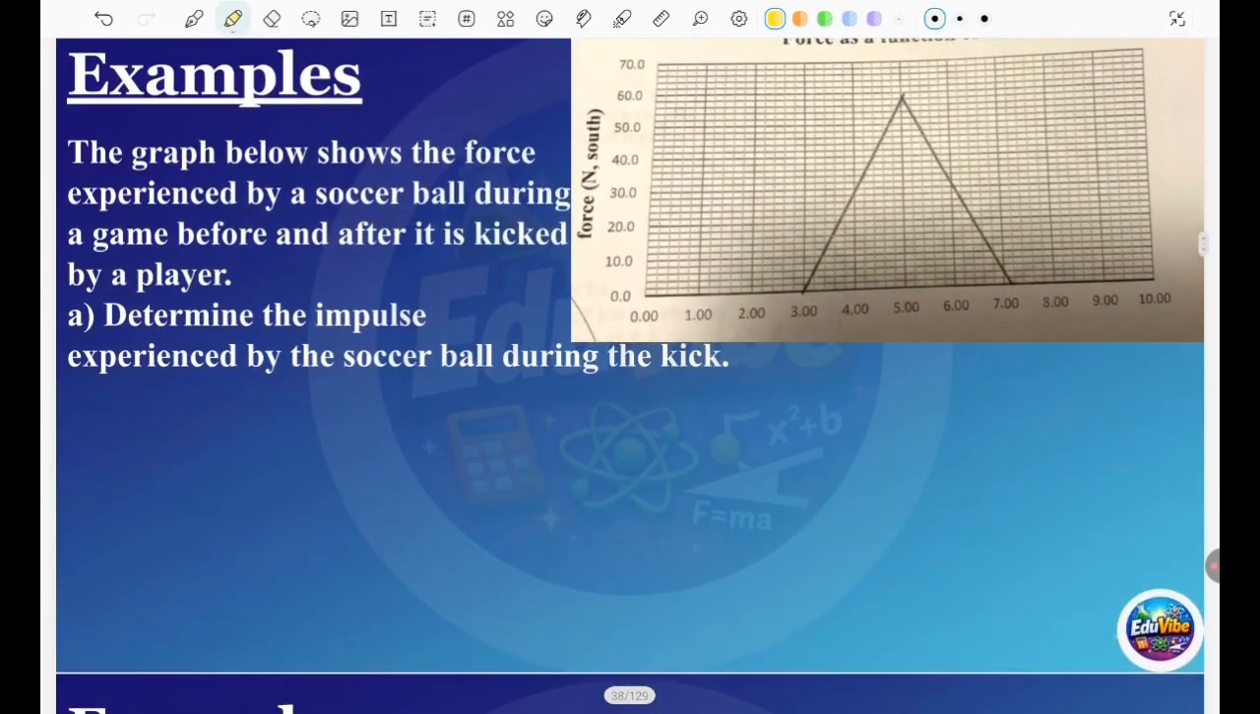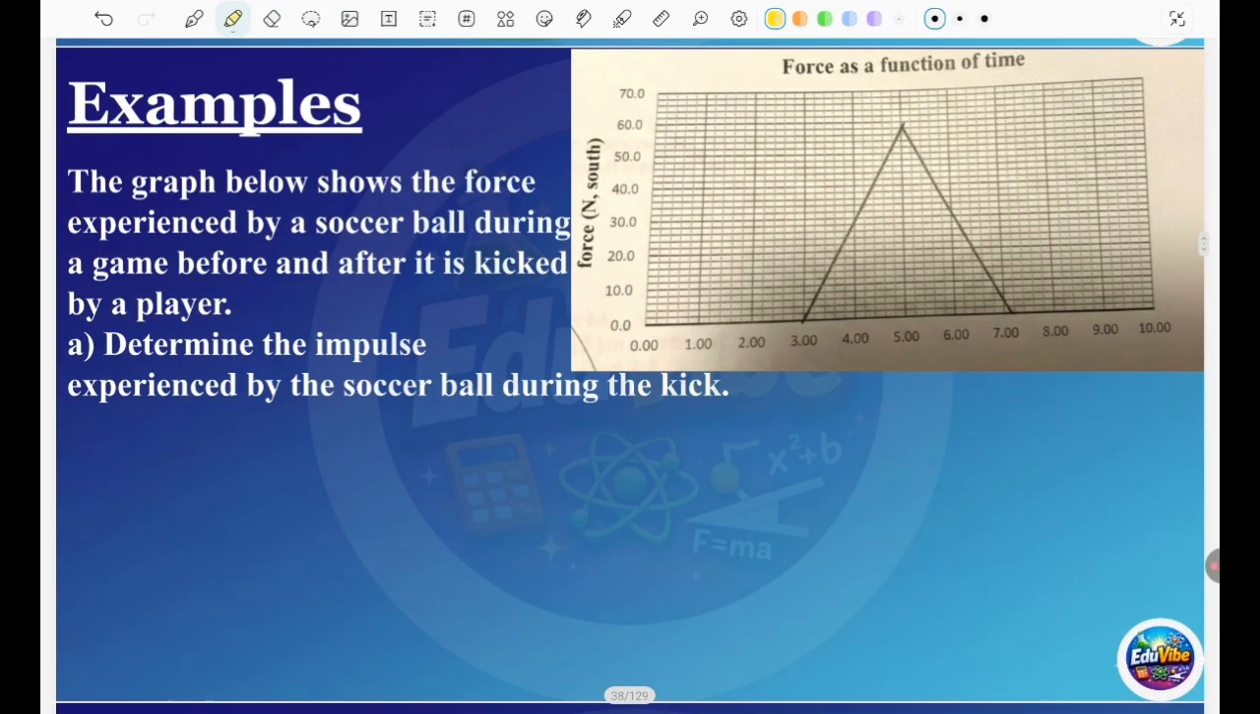So let's deal with an example for this. We have a force time graph. Force is on the y-axis and this is the time in seconds. The question says that the graph below shows the force experienced by a soccer ball during a game, before and after the kick by a player. We will determine the impulse experienced by the soccer ball during the kick. This is the graph, and this area is the thing we have to find.